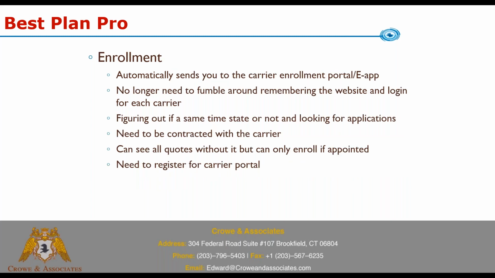Enrollment, I already talked about this a little too, but it is auto-enroll. So when you're in there, you decide you want to give somebody a plan, you've talked about it, it'll automatically take you to the e-app, so you don't have to fumble around trying to figure that out. You do need to be contracted with the carrier in order to do that. And you still can see all the quotes from the companies, even the ones you're not appointed with. It just won't take you to the e-app if you're not appointed with them.